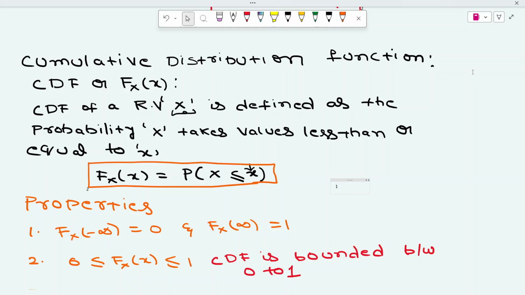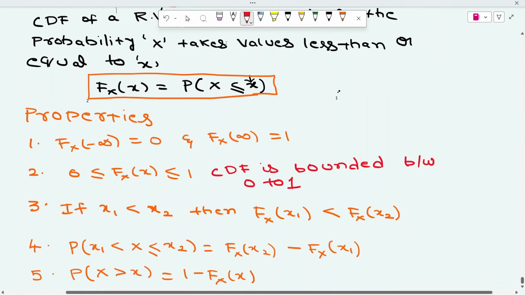So how is it defined? The CDF of a random variable X is defined as the probability that the random variable X takes values less than or equal to small x. That is defined as the cumulative distribution function, or the CDF, of the random variable, Fx(x). So we'll see its properties one by one and then we'll see the proof.